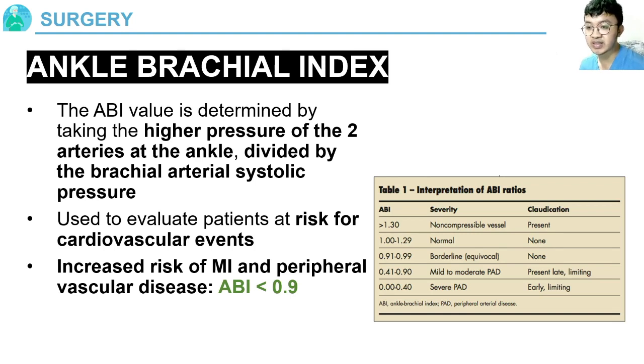the upper extremities. So the one that's at increased risk of myocardial infarction and peripheral vascular disease is an ABI level of less than 0.9. Also remember the ABI ratios: 1 to 1.29 is normal. More than 1.30, there's usually a non-compressible vessel. 0.99 to 0.91 is borderline. 0.90 to 0.40 is mild. And severe is less than 0.4.